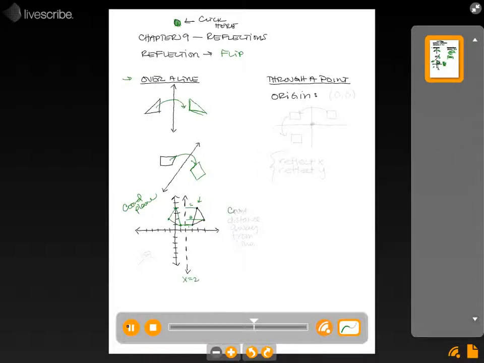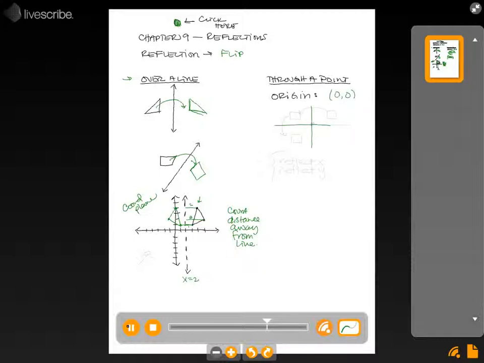So you're counting the distance away from the line. And it needs to be the same on both sides. Okay? It needs to be what we say symmetrical. And that's reflecting over a line. Now, reflecting through a point, the point that we're going to focus on is the origin. And remember, the origin is 0, 0.